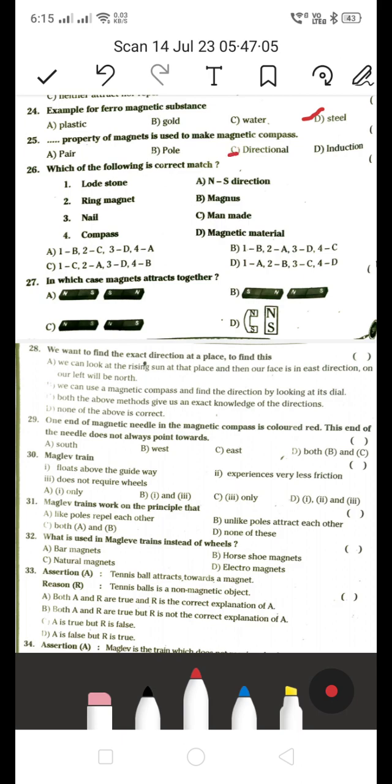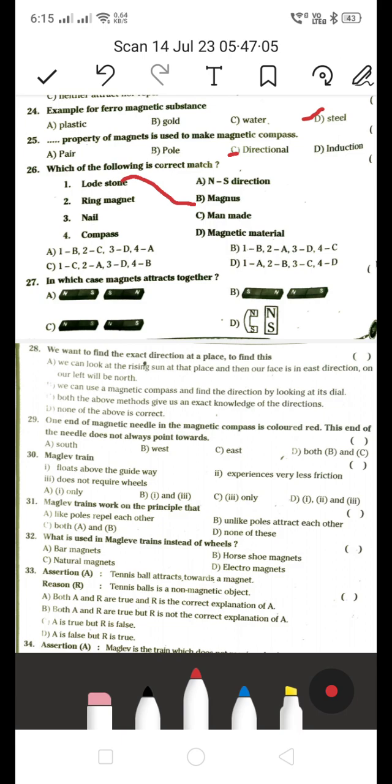Which of the following is a correct match? 1 lodestone, 2 ring magnet, 3 nail, and 4 compass. A is north-south direction, B magnets, C man-made, and D magnetic materials. One, lodestone, matches with the magnet, right? This will be a right answer.